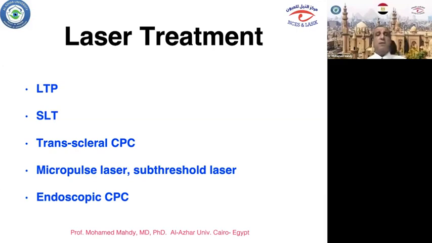Transscleral cyclophotocoagulation could be employed in some cases, especially advanced glaucoma cases with morbid conditions. Micropulse laser could have a place. Endoscopic cyclophotocoagulation might have a place, but it should be done internally and should be part of other surgeries.